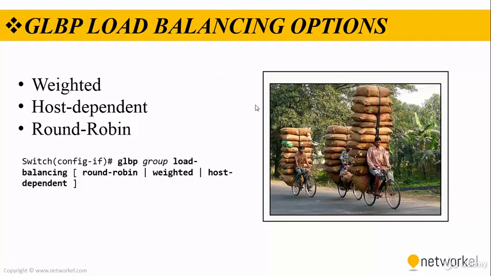We have 3 GLBP load balancing options. They are weighted, host dependent, and the round robin. Let's take a look at the weighted first. The load sent to router varies depending on the weight value advertised by the router in the state.